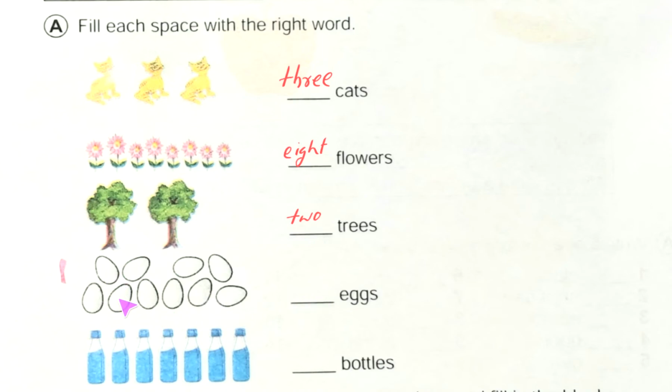Here 1, 2, 3, 4, 5, 6, 7, 8, 9, 10. There are 10 eggs, so we'll write here 10. How many bottles are here? 1, 2, 3, 4, 5, 6, 7. 7 bottles. So we will write in word 7, SEVEN, 7 bottles. So there is another exercise.